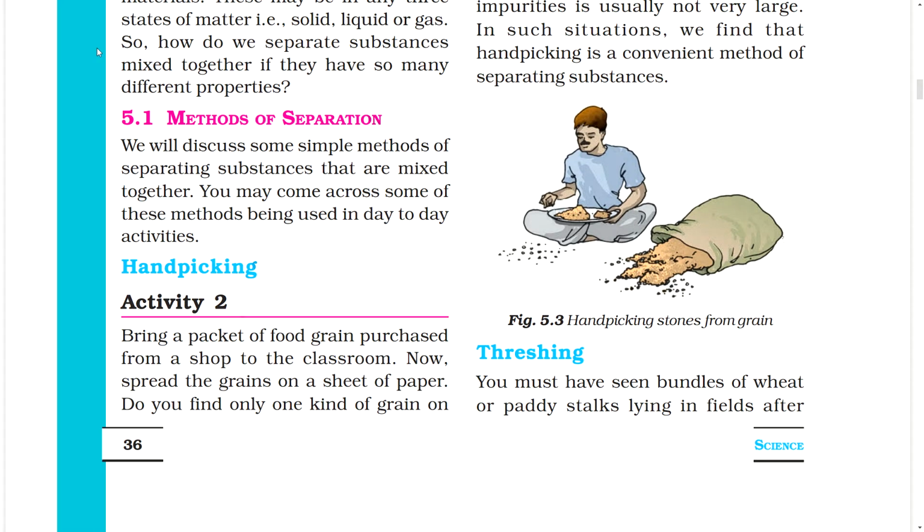5.1 Methods of separation. We will discuss some simple methods of separating substances that are mixed together. You may come across some of these methods being used in day-to-day activities.